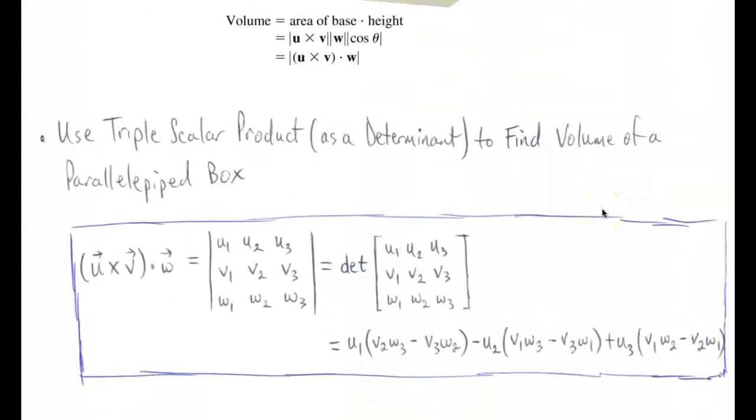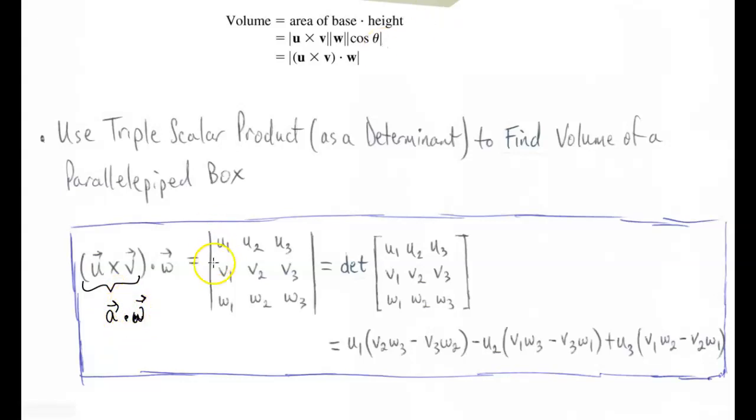And last but not least, we can use what's called the triple scalar product as a determinant to also find the volume of a parallelepiped. All we really need to know are the components of vectors u, v, and w. Notice that this outcome will actually be a scalar quantity because u cross v here is a vector, and I'll just call it, let's say, some vector A. And we're taking a vector w and dotting it with a vector A. And we know that whenever we do the dot product, we end up with a scalar quantity.